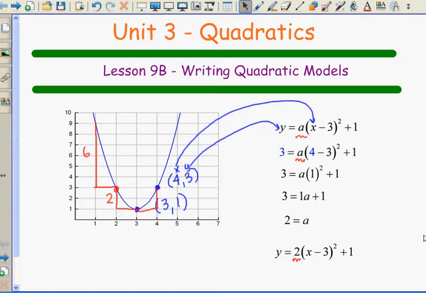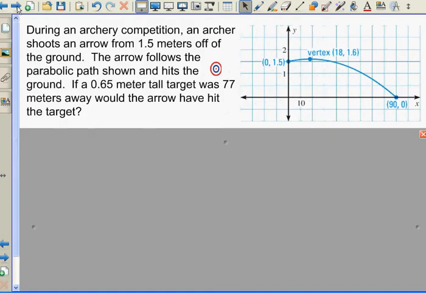So we could have gotten that just directly from the graph, but sometimes when we work in our word problems, they're not going to be quite this perfect. So we do need a method for solving for a, and that method is just to plug in an extra point and then solve for a. Okay, so let's try that in some word problems.